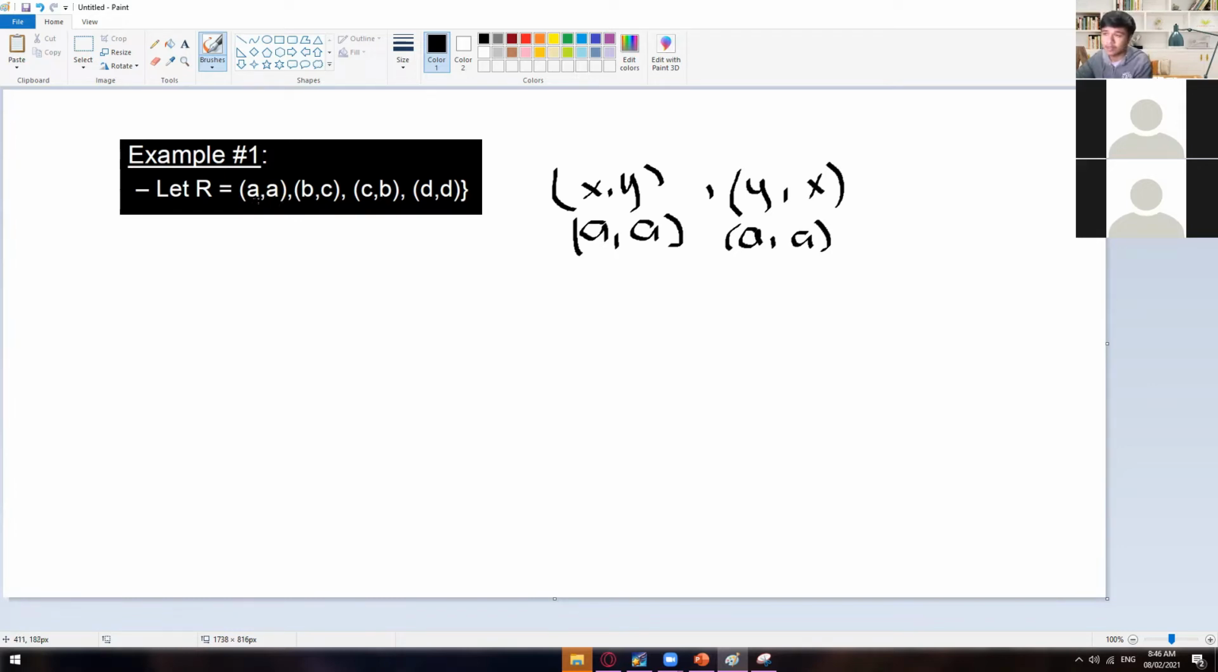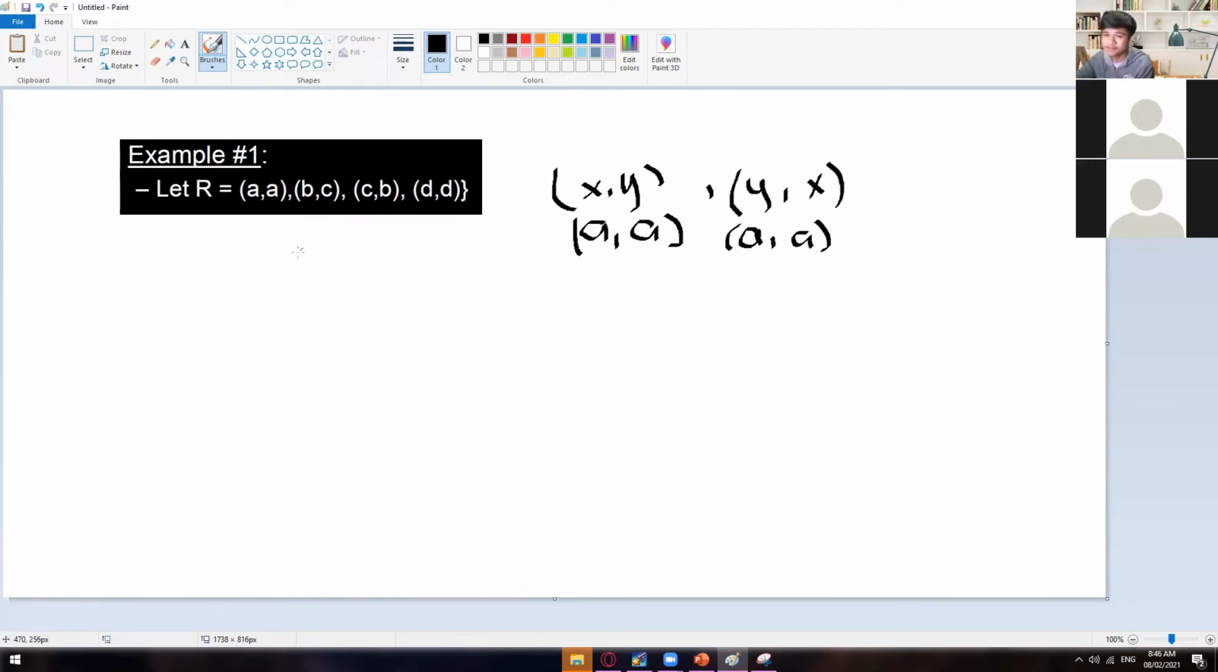All right, so are we clear on that? So this one is already considered a symmetric ordered pair. So did you guys understand that one? Hello? You guys still listening?